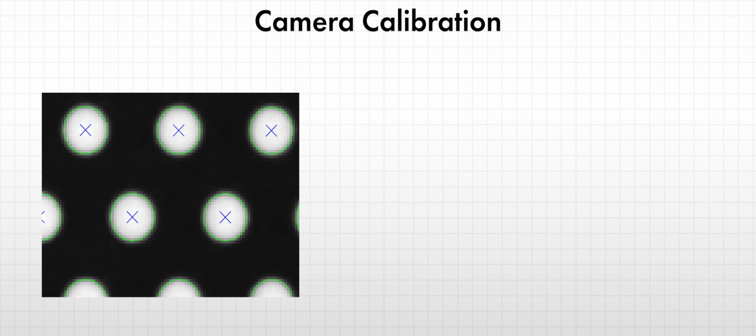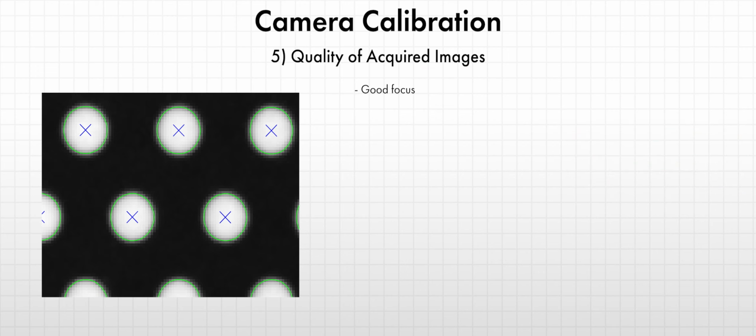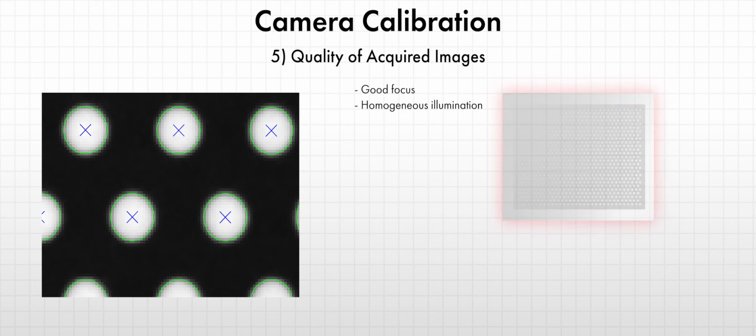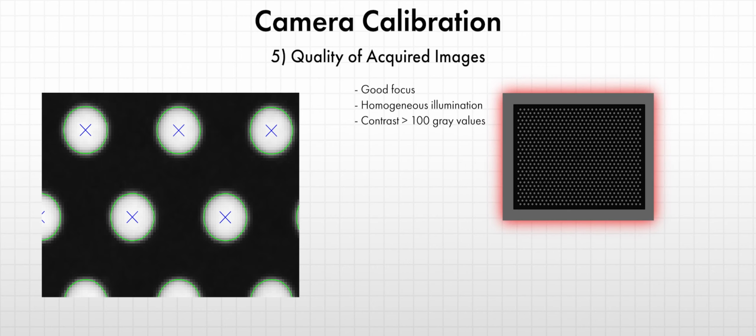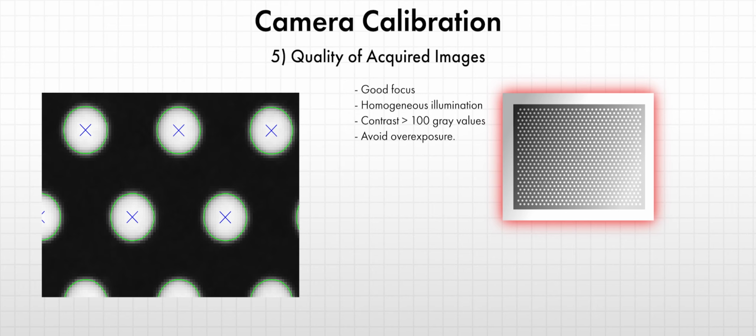With all this information, it should become clear that image quality is of the utmost importance. For a precise calibration, a good focus is important, in particular when tilting the calibration plate. A large depth of field is advantageous, but this of course also depends on the requirements of your application. The illumination should be homogeneous in your complete field of view. The contrast between the light and dark areas of the calibration plate should be at least 100 gray values. On the other hand, overexposure must be avoided, especially near the calibration marks.